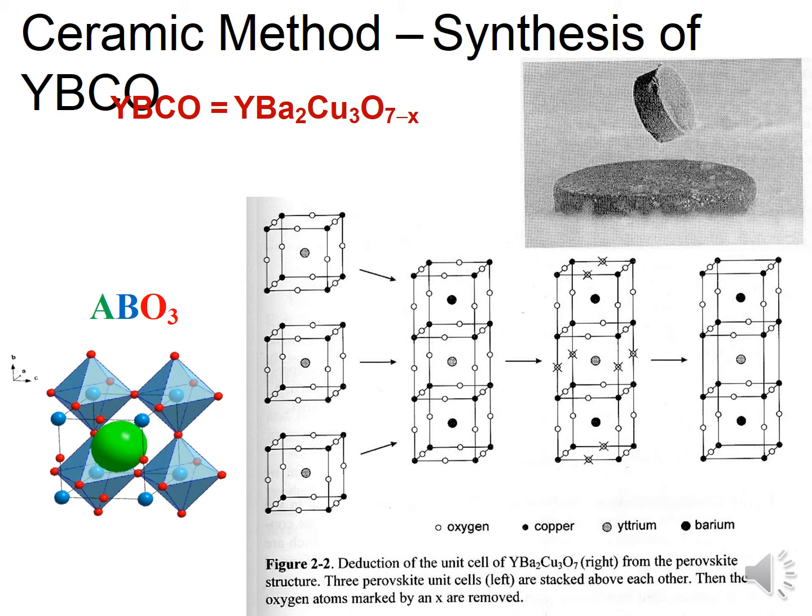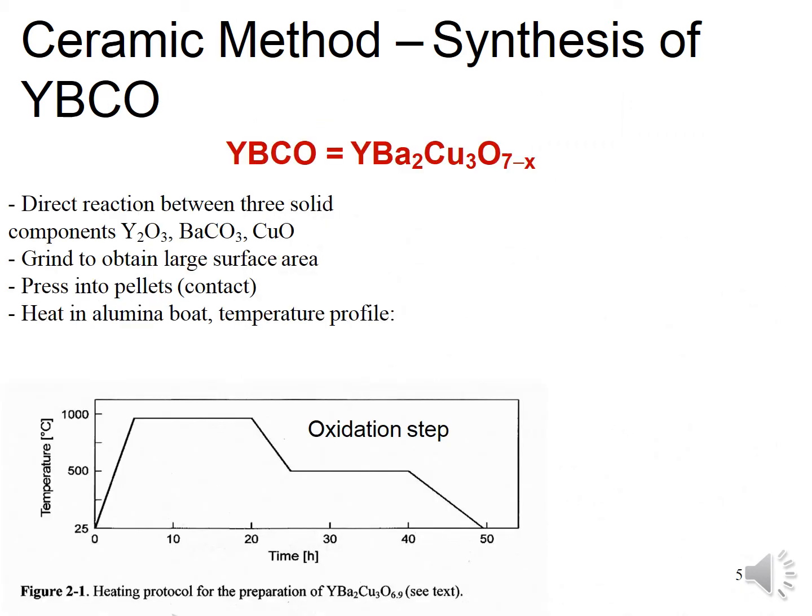Ceramic method synthesis of yttrium barium copper oxide. It is the direct reaction between three solid components: yttrium oxide, barium carbonate, and copper oxide. The first step is grinding to obtain a large surface area. The ground particles are pressed into pellets, and the final step is to heat in an aluminum boat, and the temperature profile is given below.